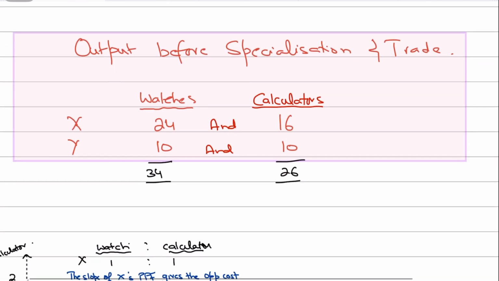Okay. So now moving forward, what we have over here is country X and country Y, and right now we can see that before specialization, 24 watches and 16 calculators are being made by X, while 10 watches and 10 calculators are being made by Y. So the total world output, assuming that we have two countries producing watches and calculators only, let's say the total world output right now for watches is 34, while for calculators it is 26, and we're going to see how this would change after specialization and trade.